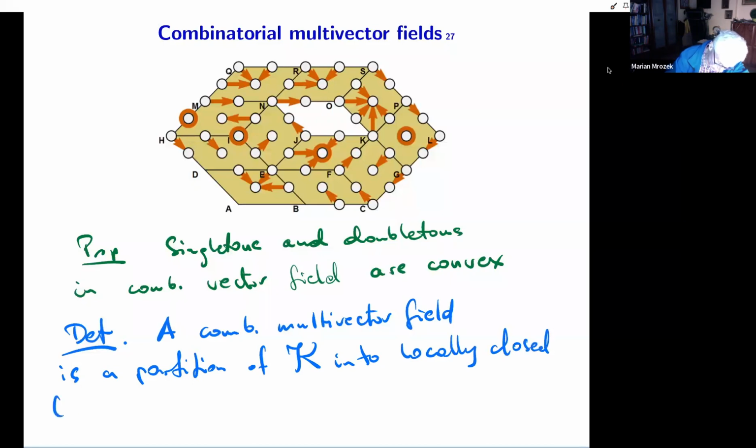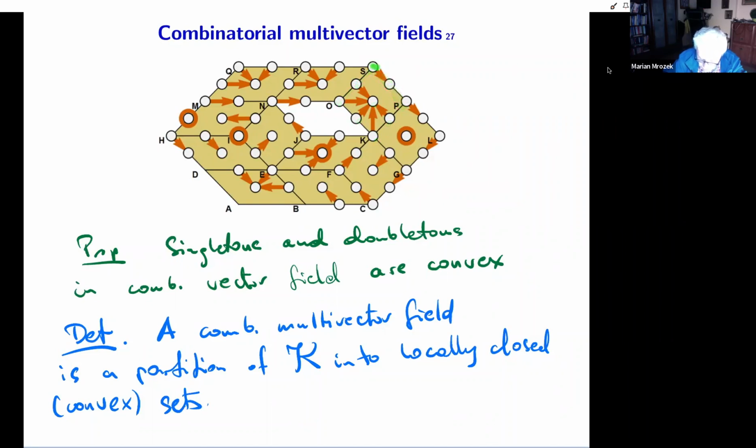Or convex, using the poset language of sets. So here is an example. You can check that this one is locally closed. Why? The closure operator for finite topological spaces is just taking everything which is in the boundary, regardless of dimension. So when you take the boundaries of all these cells, all you'd add is this.